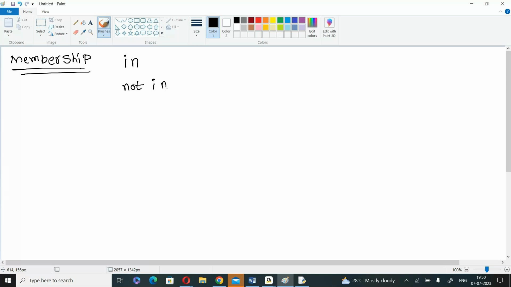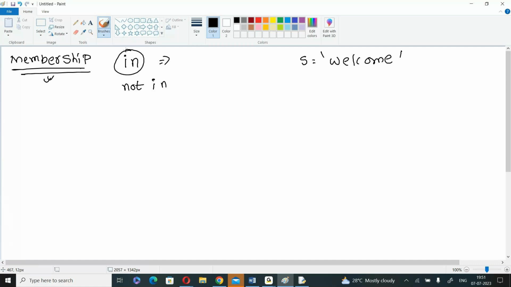That means the purpose of this one is, for example, you already know a string. S is equal to welcome. This is a string. Now my aim is to check whether a letter C is available in the string or not. Instead of searching letter by letter, is C equal to W? No. C equal to E? No. C equal to L? No. C equal to C? Yes. Instead of blindly checking letter by letter, this membership operator directly checks.